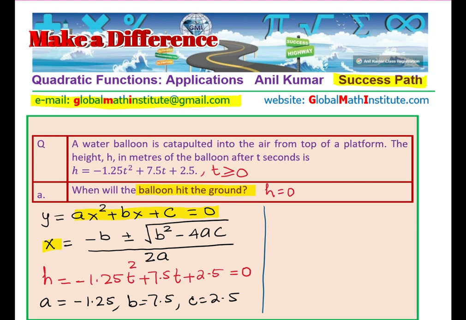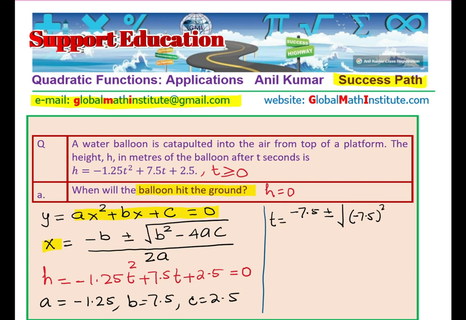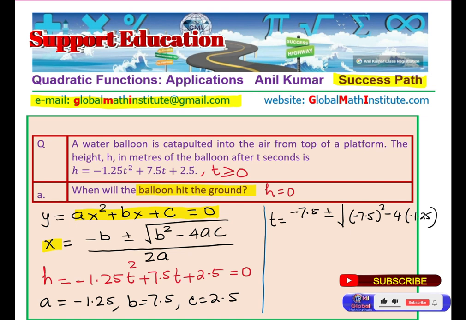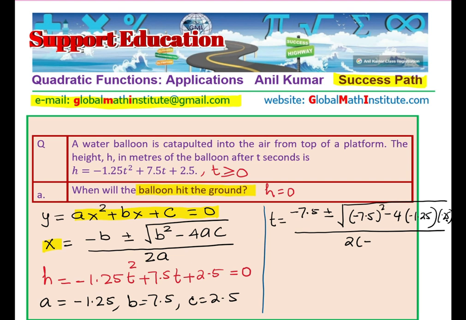Well, remember, I'm going to share with you alternate methods also, right? So let's first go through this one. Okay, applying the formula, we can say the independent variable time t should be equal to negative of 7.5, plus and minus within square root negative 7.5 whole square minus 4 times a, which is negative 1.25, times c, which is 2.5, divided by 2 times a, which is negative 1.25.